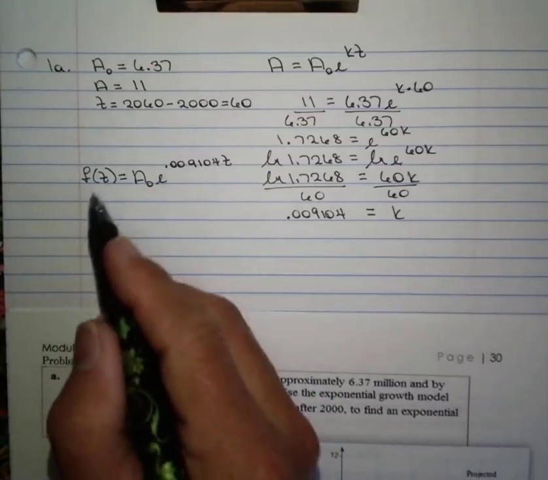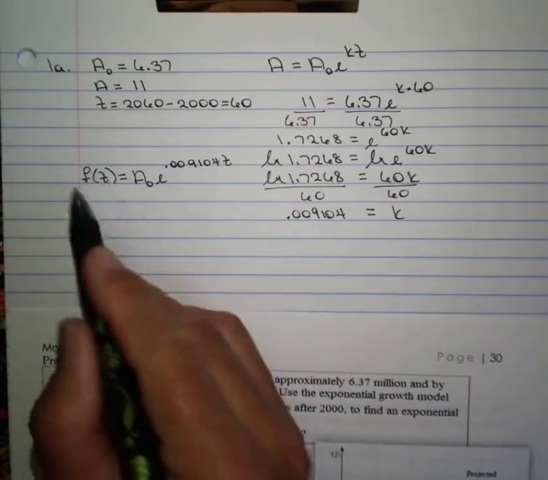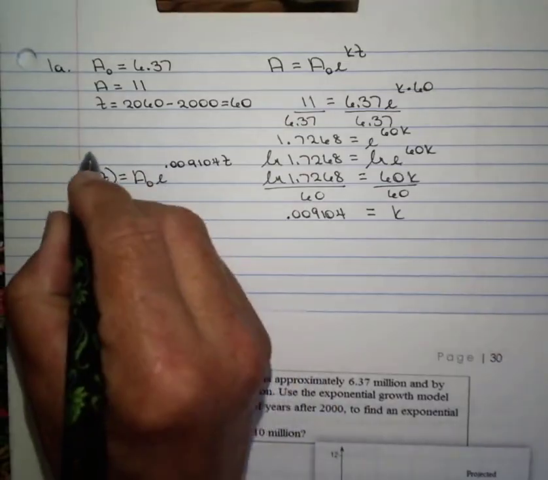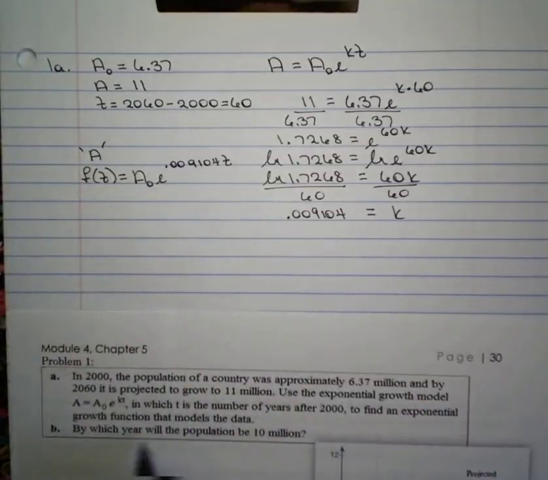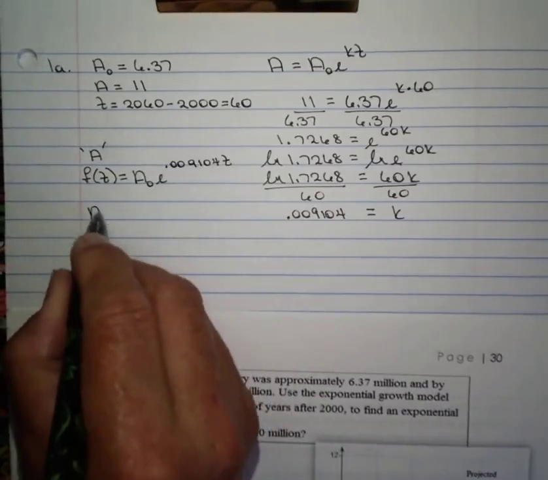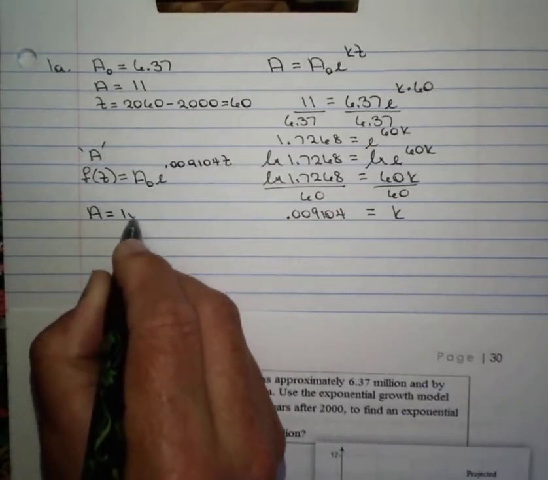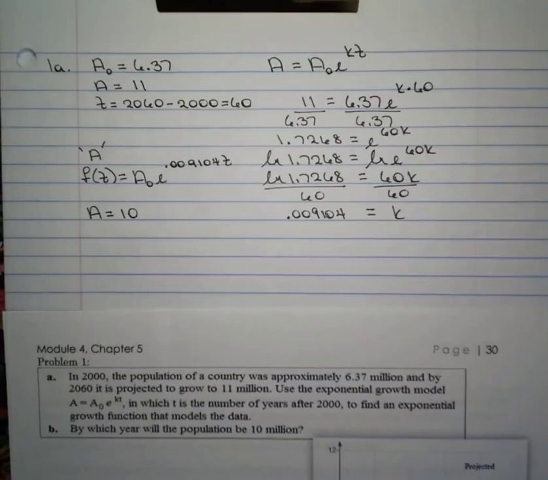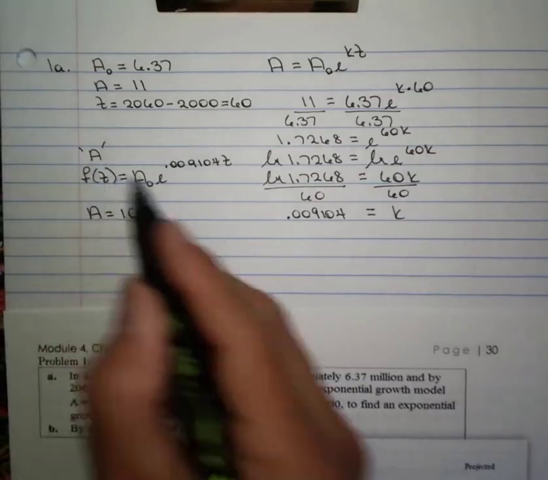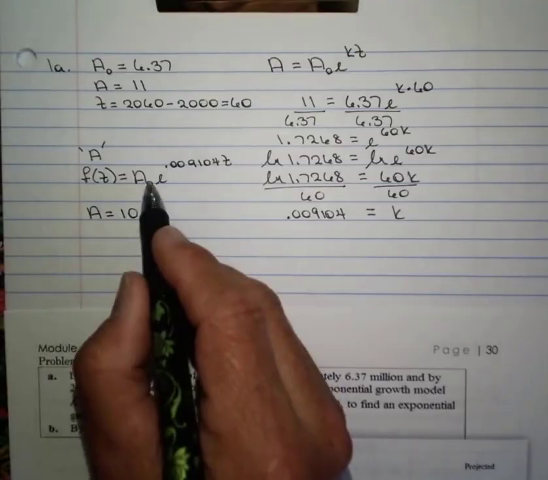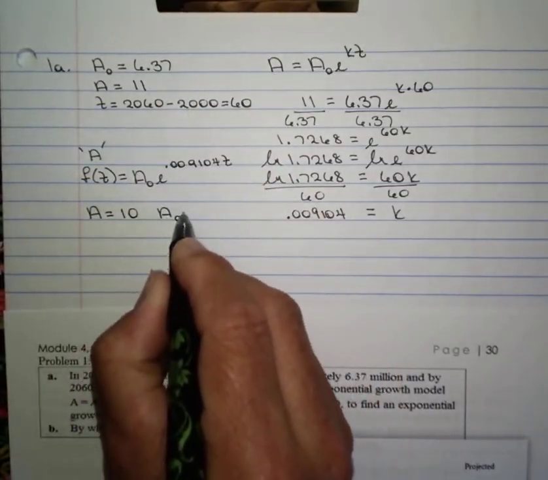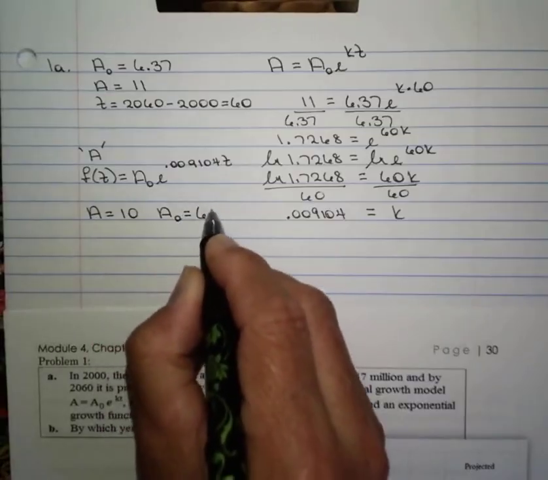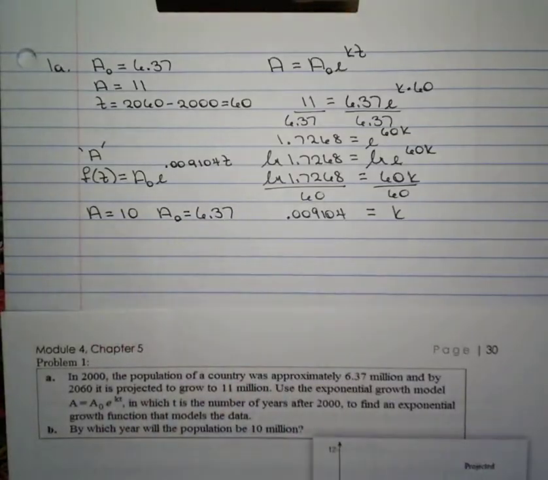So what I have to really think about is, what is that answer going to be? In other words, this is still A, the final amount, isn't it? And they told me by which year would it be 10 million. So what they've redone for me is they've redefined A. They want to know, when would A reach 10? When would this part of it reach 10? Well, it still started at 6.37. So I've still got the base number, A sub 0, or A base 0, is still 6.37, okay?